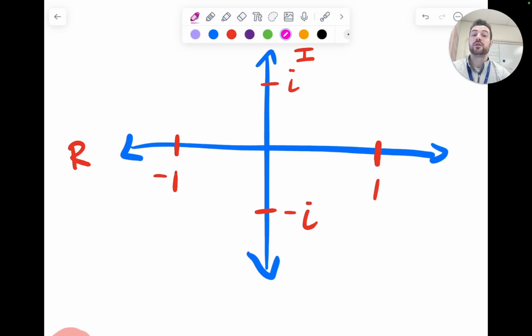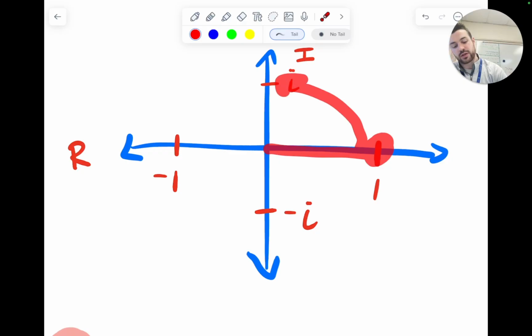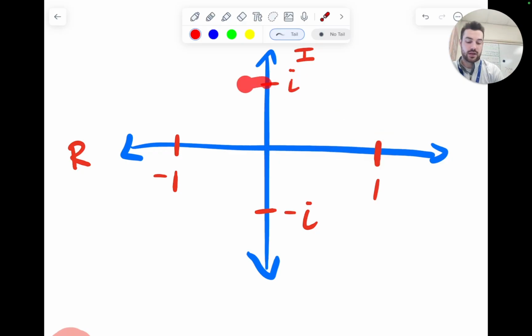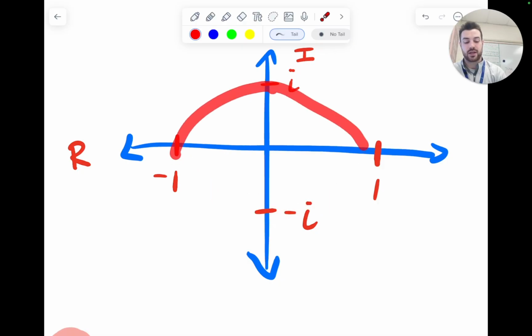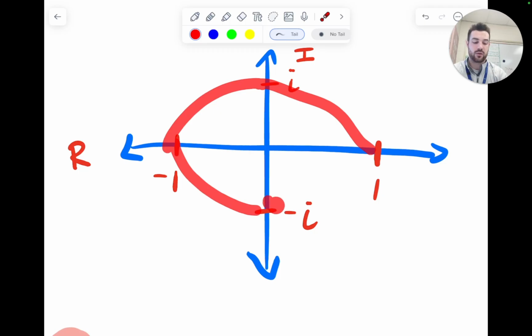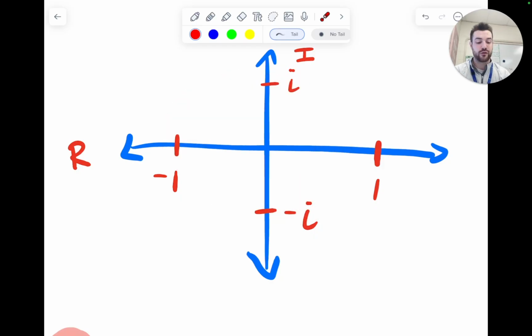When we have different powers of i, what we're really doing by multiplying by another power is causing a 90-degree rotation. So we go from 1, 90 degrees rotated, to i, 90-degree rotation, to negative 1, to negative i, to 1, to i, to negative 1, to negative i, and it just kind of circulates all the way around. So every multiple of 4 is going to bring us in a full circle back to 1.